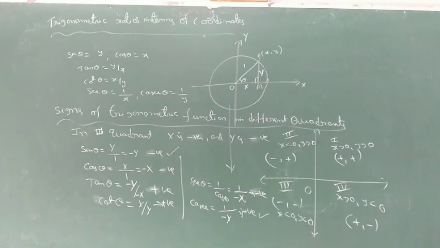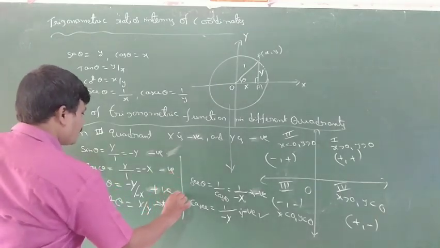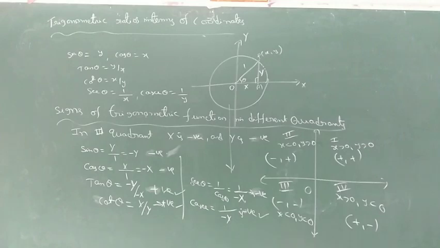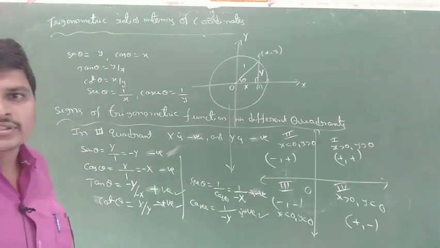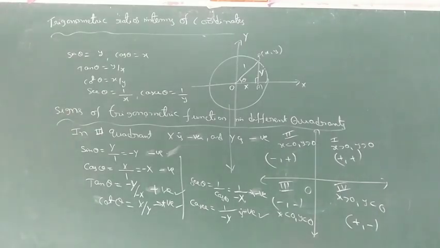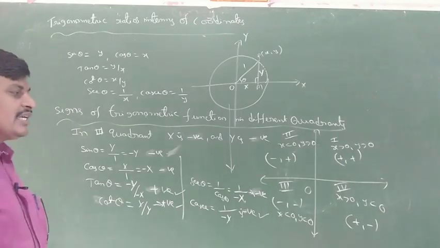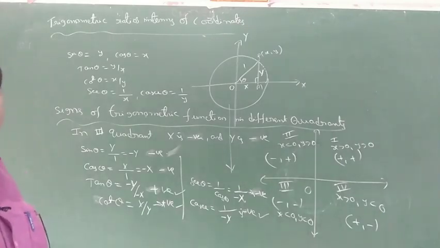So, in the third quadrant, which functions are positive? Tan, cot. Two functions are positive in the third quadrant. In the third quadrant, tan and cot are positive. The remaining functions, what are the remaining functions? Sin, cos, secant, cosecant, these four functions are negative in the third quadrant. Okay, look at this.